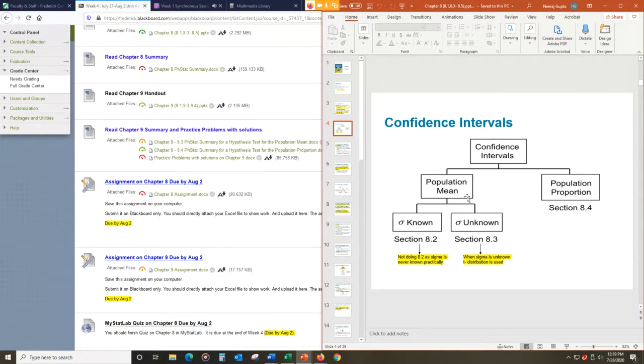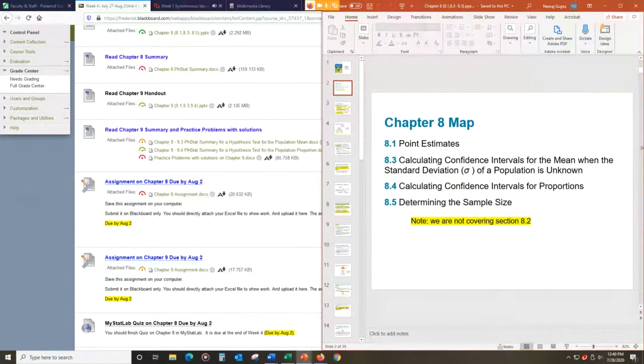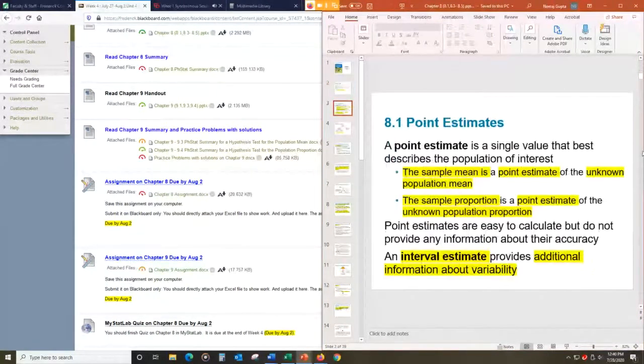Okay. So for population mean, we are covering the case when population standard deviation sigma is unknown, and we will be doing population proportion, and that will be our section 8.4, and then we will do the sample size. So that's what chapter 8 is all about. Let's introduce two terms.